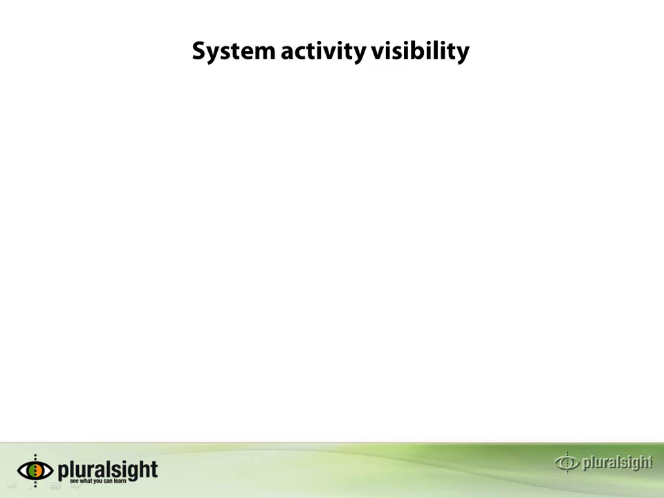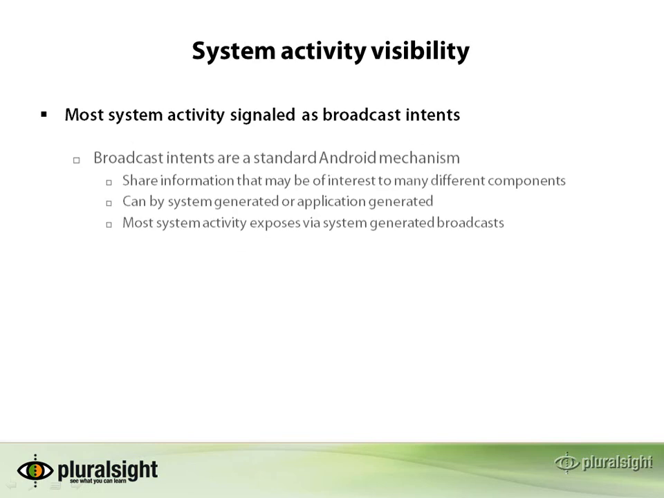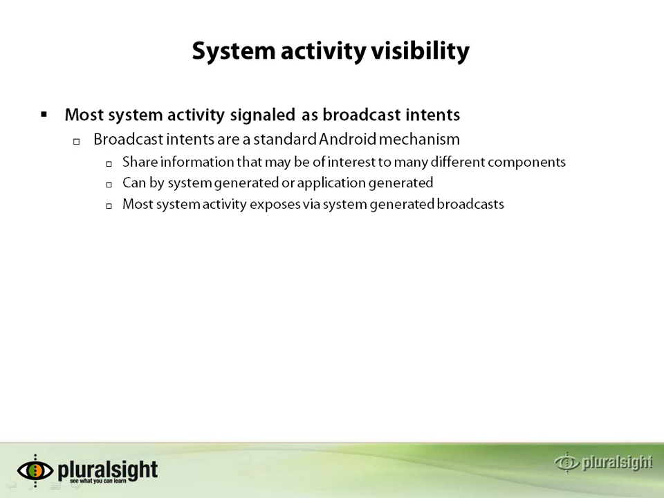So in terms of understanding how we can identify the system activity, pretty much all the system events are triggered through something called broadcast intents. Broadcast intents are the standard Android mechanism whose purpose in life is to notify any interested components on the device of major events on the system. Like so much of what happens in Android, it happens through intents, and they're triggered through a very specific type called broadcasts.